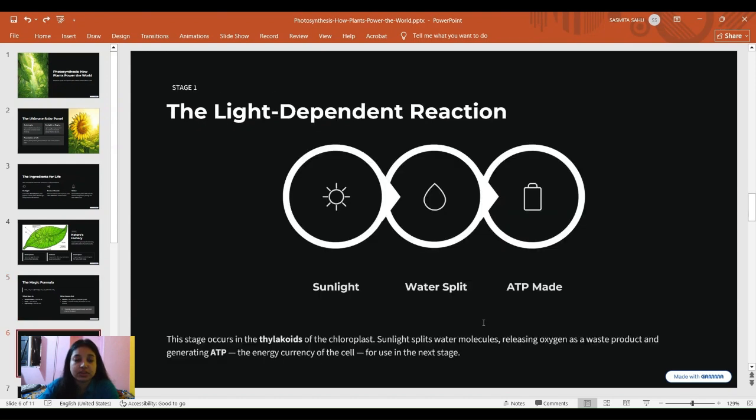So go to the next topic, the light dependent reaction. What is the light dependent reaction? Basically the reaction which occurs in the presence of light. Light means sunlight. In this reaction, the sunlight splits the water molecules and ATP is made. This stage occurs in the thylakoids of the chloroplast. Sunlight splits water molecules, releasing oxygen as a waste product and generating ATP, the energy currency of the cell, which is used for the next stage.